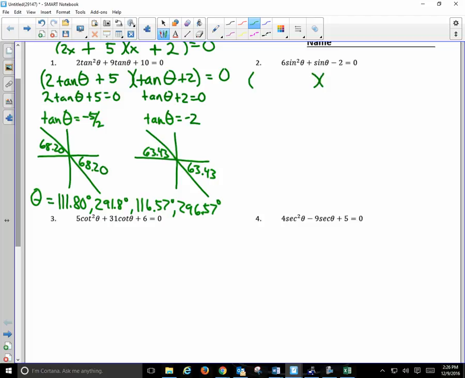We have to factor this. What are factors of 6 sine squared? 6 and 1 and 3 and 2. I'm going to try the 3 sine of theta and the 2 sine of theta. You might ask, how do you know? You don't. You got to be good at guessing and checking.